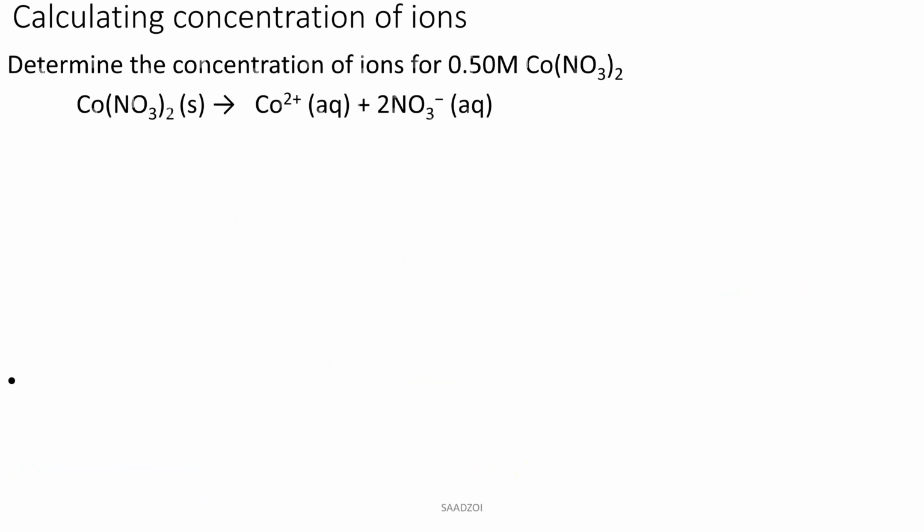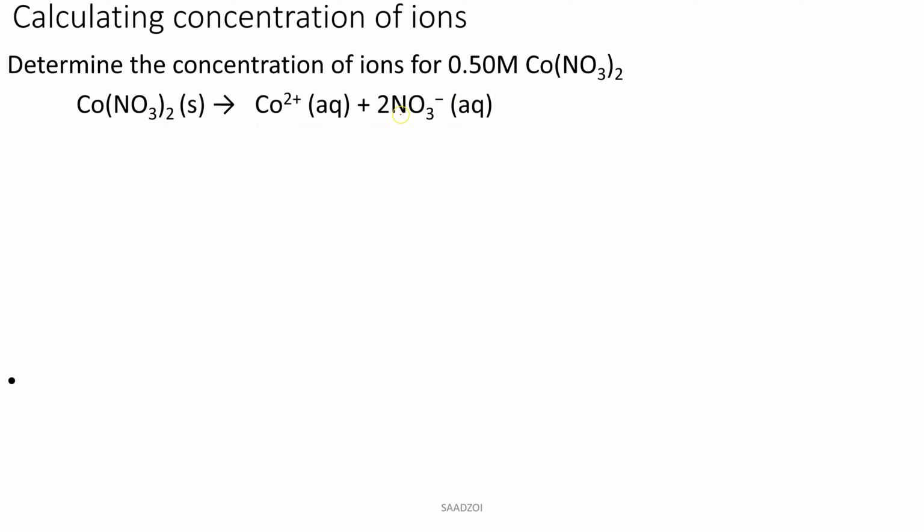All right, concentration of ions: determine the concentration of ions. So now that you know how to do concentration, how do you get the concentration of ions inside of a chemical? So this has 0.5 molar cobalt nitrate. So what's the concentration of cobalt? Just use stoichiometry. What's the ratio of cobalt to cobalt nitrate? 1 to 1, right? There's 1 cobalt ion per 1 cobalt nitrate. So it's basically going to be 0.5 molar for the cobalt.